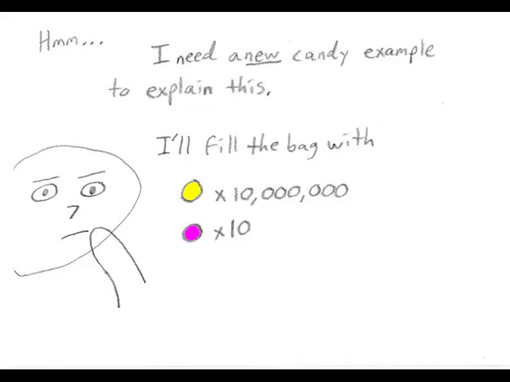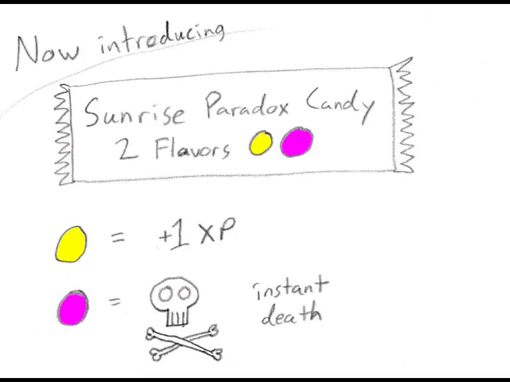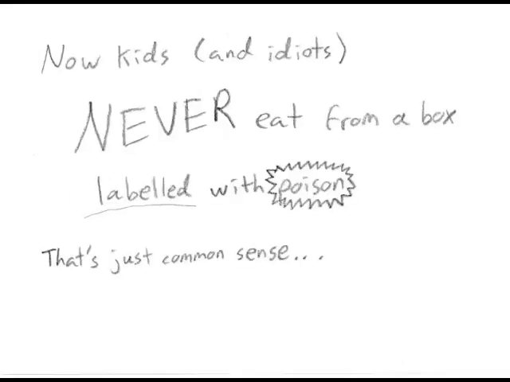I'll fill the bag with 10 million yellow candies and 10 purple candies. Now introducing Sunrise Paradox Candy, 2 flavors, yellow and purple. The yellow candy gives you +1 experience points, and the purple candy causes instant death. Now kids, and any other idiots that need it explained to you, never eat from a box labeled with poison.